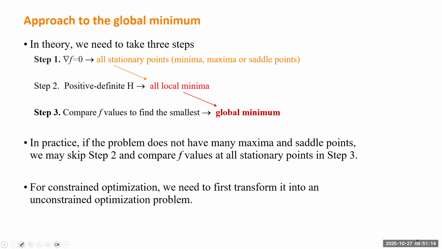Okay, so this concludes the approach for the minimization or optimization problem without any constraints. If we have to deal with an optimization problem with constraints, we need to first transform the problem into an unconstrained optimization problem.